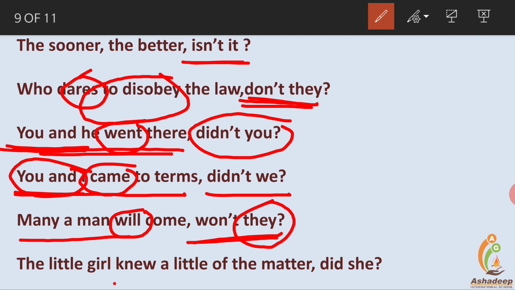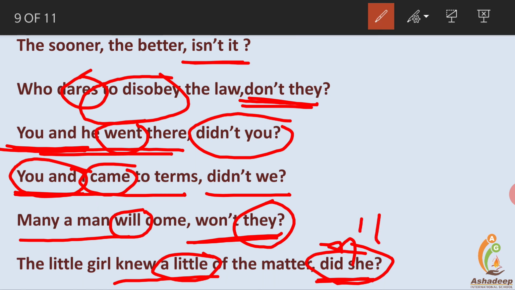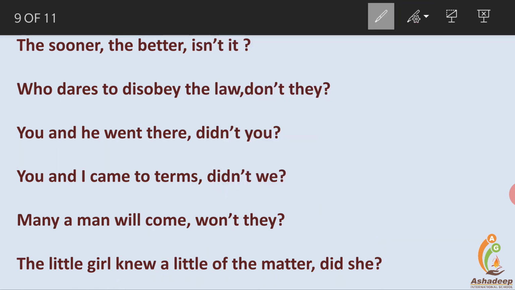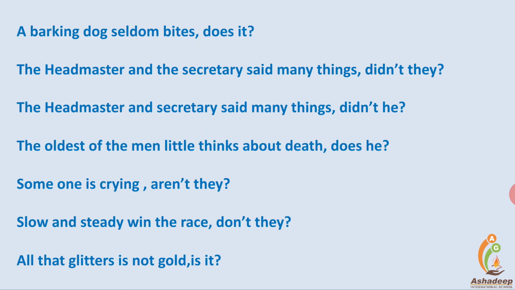The little girl knew a little of the matter. Friends, did she? Here it will be didn't she. Why? Because a little means a little bit. If it was only little, then definitely did she. But here it will be didn't she, not did. Didn't she is the question tag used in this sentence.